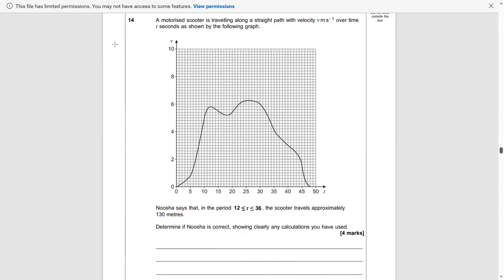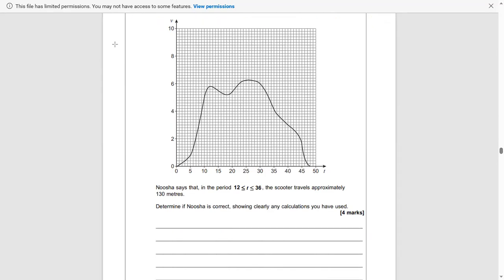So Nusha says that in the period 12 to 36 seconds, so between 12 and 36 seconds, the scooter travels approximately 130 meters. Determine if Nusha is correct, showing clearly any calculations you have used.